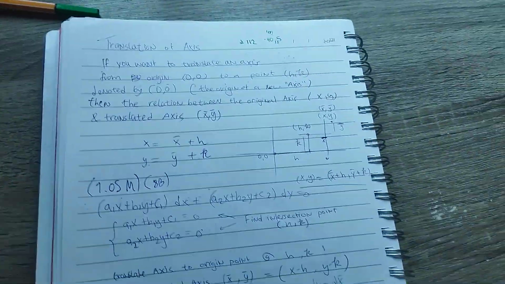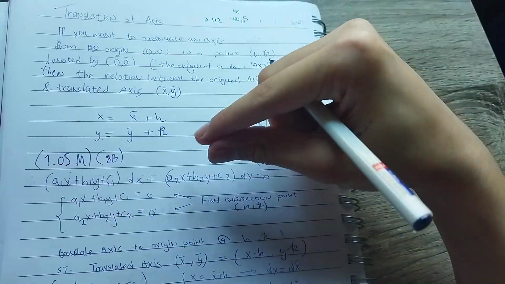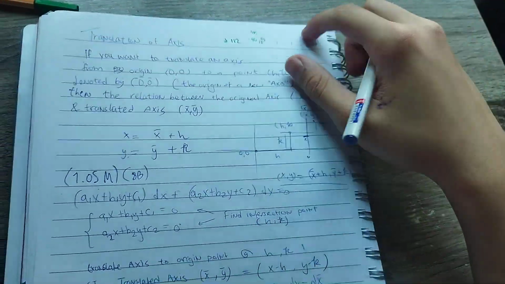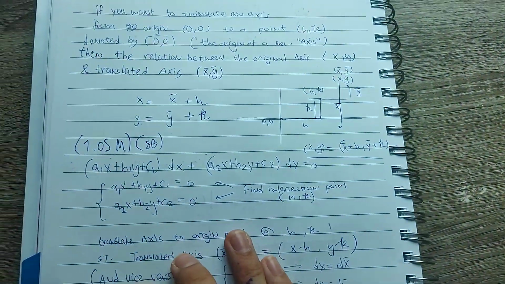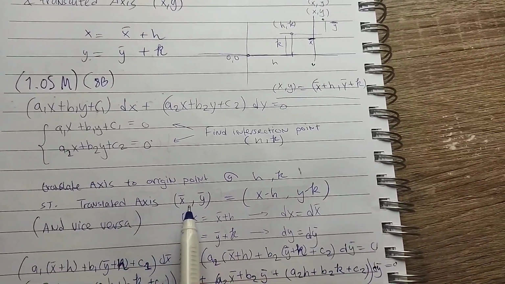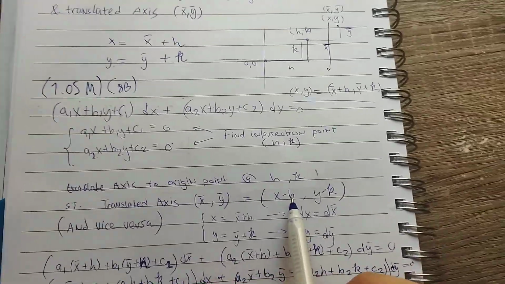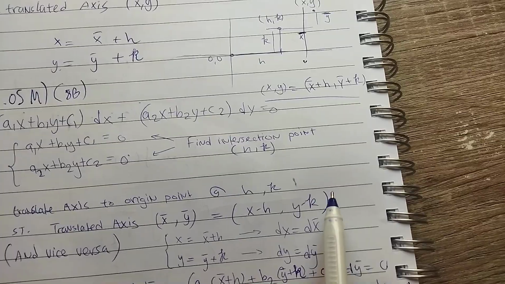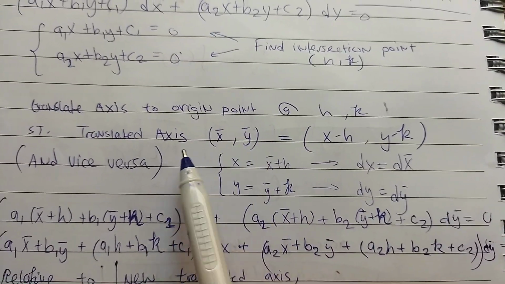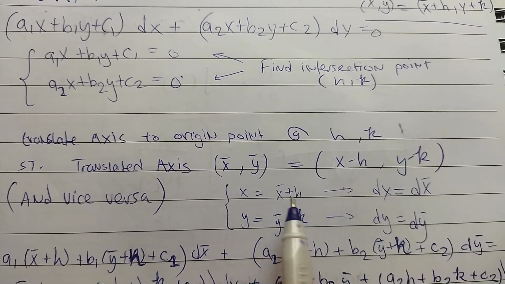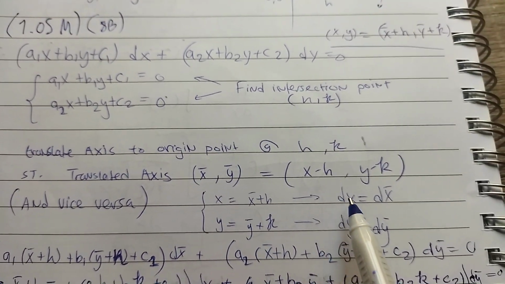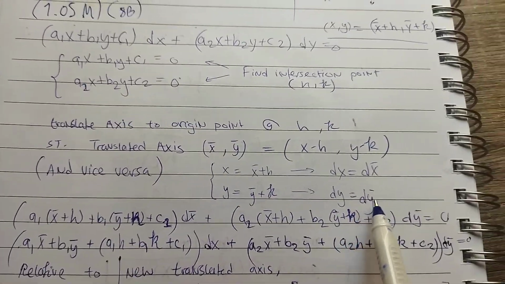And how we solve this is basically we set the two linear functions over here and find their intersection point, and then we translate the axis to that intersection point, which gives us the relation that the translated coordinates x bar, y bar equal x of the original axis minus h and y of the original axis minus k, where h and k are the coordinates of the intersection point, and vice versa, of course. So if we reverse that, we get that x equals x bar plus h, y equals y bar plus k, and dx equals dx bar, and dy equals dy bar.